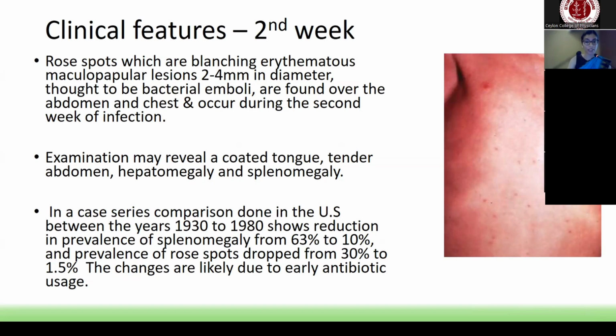In a case series comparison done in the United States between the years 1930 and 1980, there was a reduction in the prevalence of splenomegaly from 63 to 10%, and the prevalence of rose spots dropped from 30% to 1.5%. The changes are likely due to early antibiotic usage.